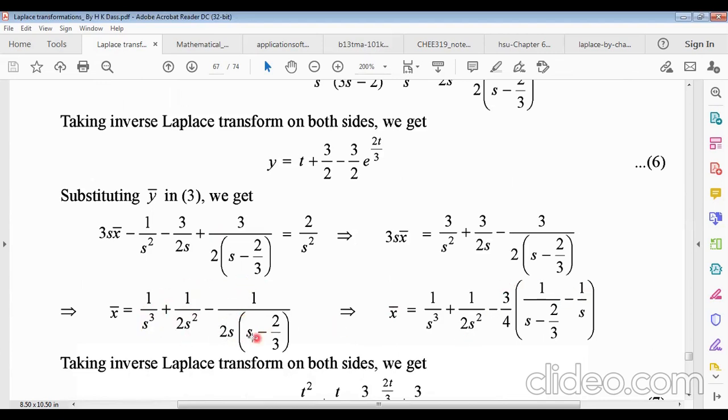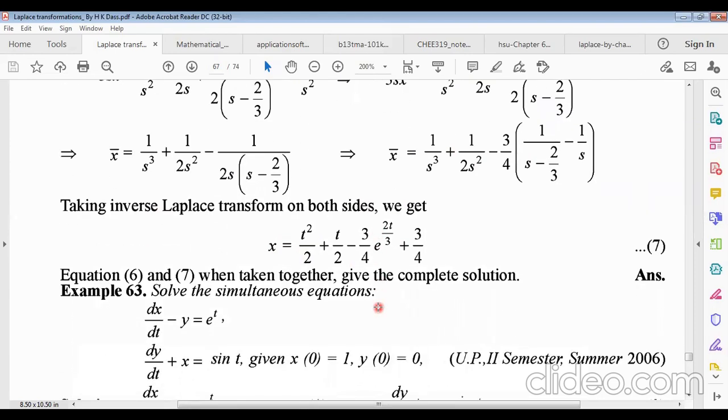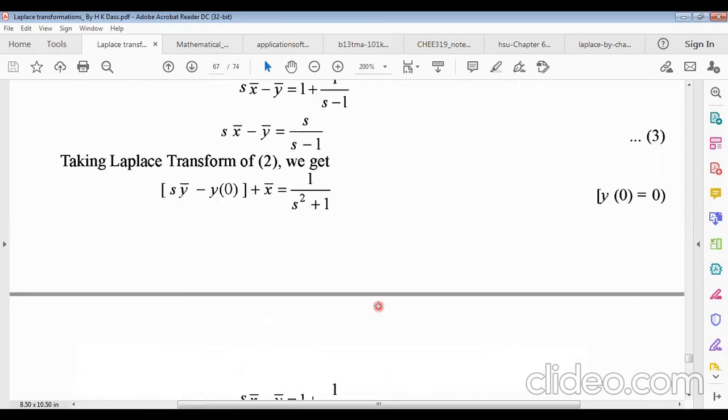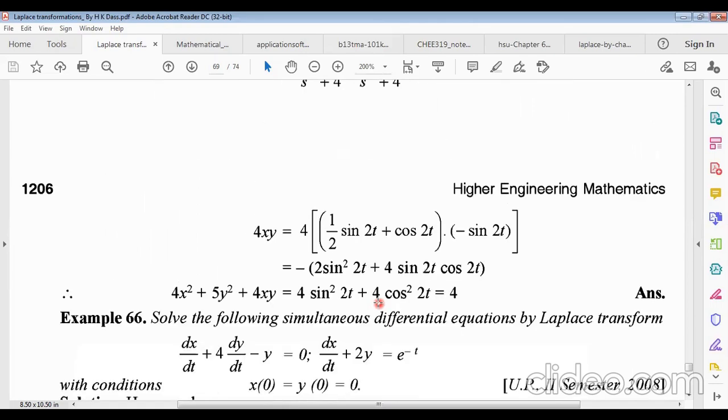Now taking x bar, this is 1 by s cubed plus 1 by 2 s squared minus, from this we can write 1 by s minus 2 by 3 minus, using the partial fraction method, we get this. So taking the inverse Laplace transform on both sides, this will be x(t). Now from equations 6 and 7, we can take them together as the complete solution. Very easy for you. I hope you can practice it at home.